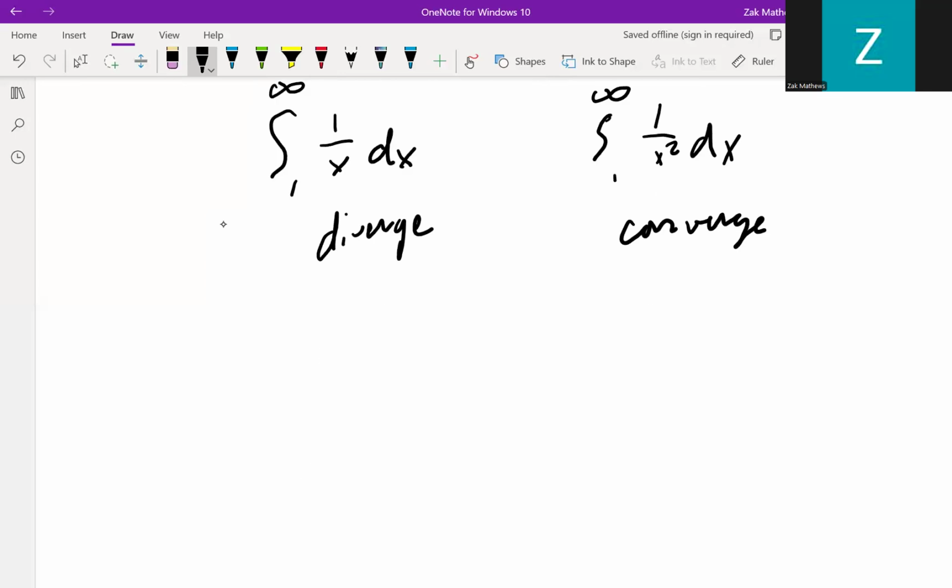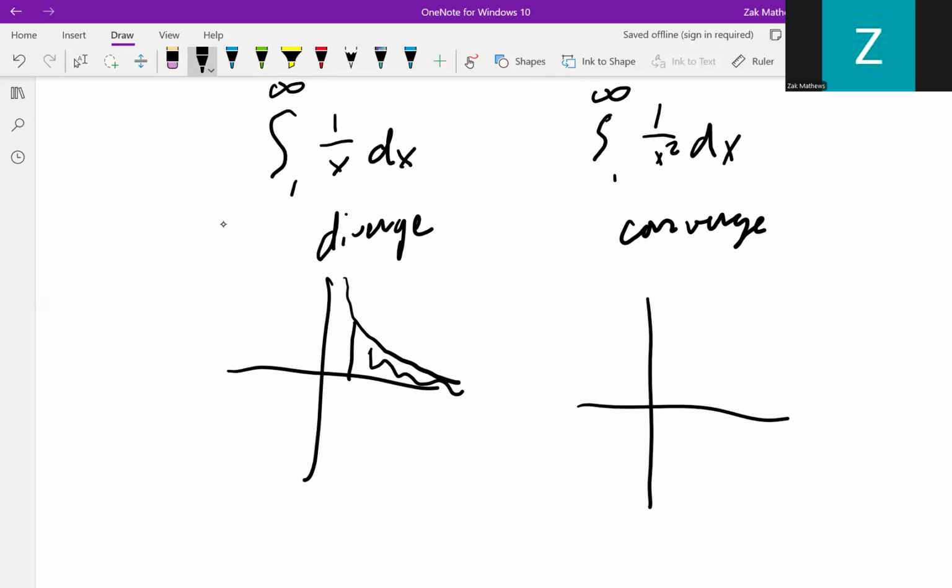Both of these pictures are going to look very similar. If we think about what a rational function looks like, it looks like something like this in the first quadrant, and we're going from 1 onwards. So that area is actually divergent, meaning we cannot get a set value. We're continuing to add more and more terms, so we're never going to have a largest value that we're approaching.